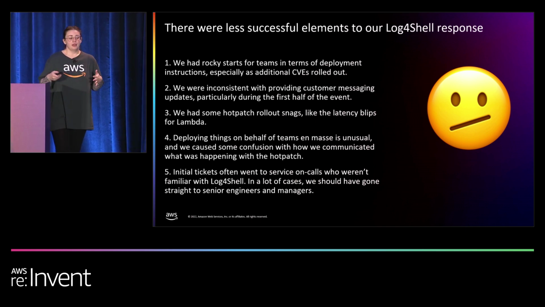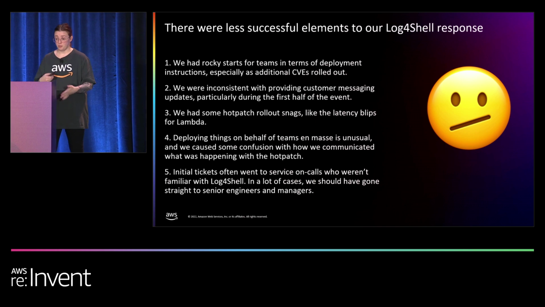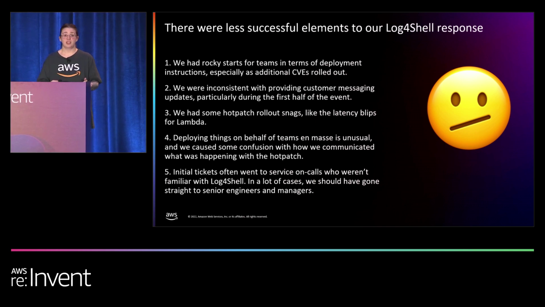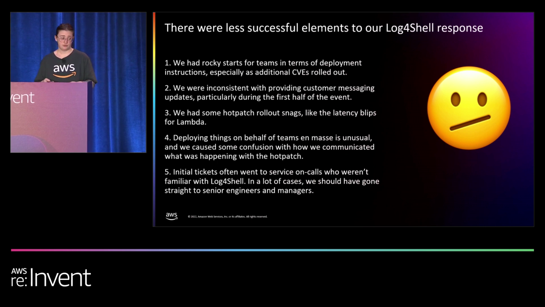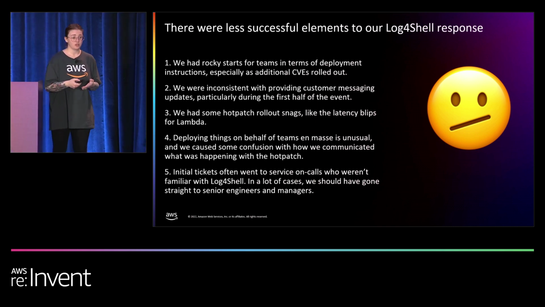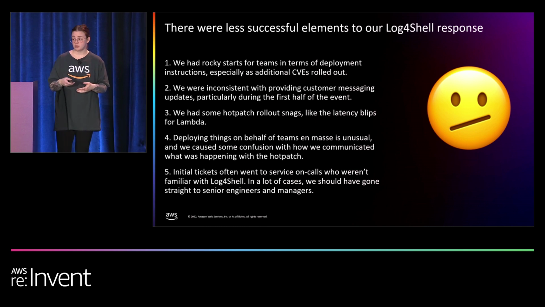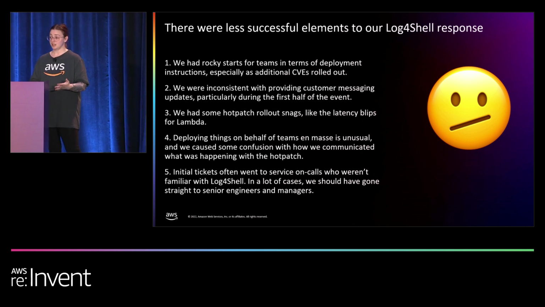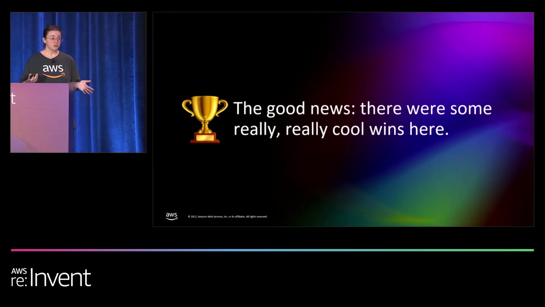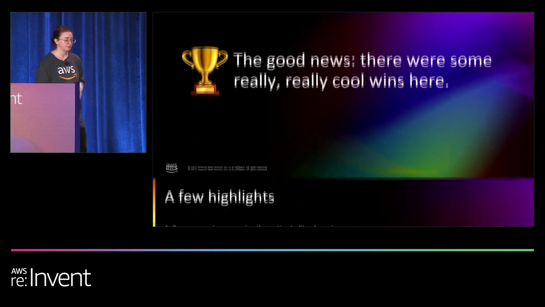And lastly, our tickets often went right to service on calls. And those folks weren't necessarily familiar with Log4Shell. They weren't necessarily folks that usually responded to security issues. A lot of them generally get paged for things like operational issues. Your service is returning some weird errors, right? And in a lot of cases, we know now that we should have gone directly to people like principal engineers or managers, right? So the folks that those on-calls ended up having to escalate to, we could have gone straight to them. But there were some really, really cool wins here on top of that.